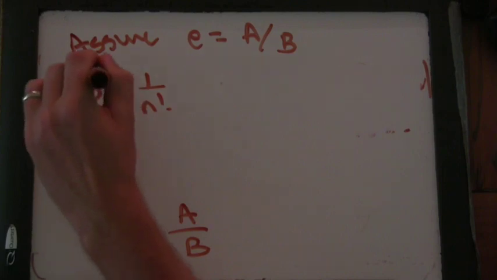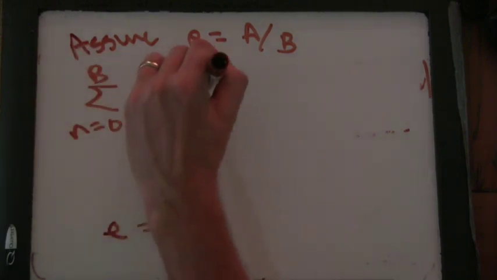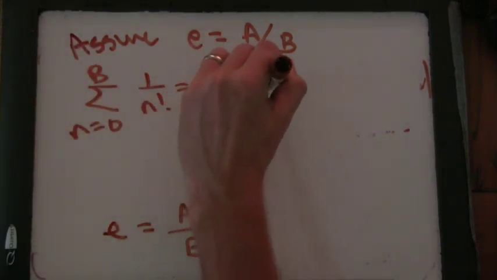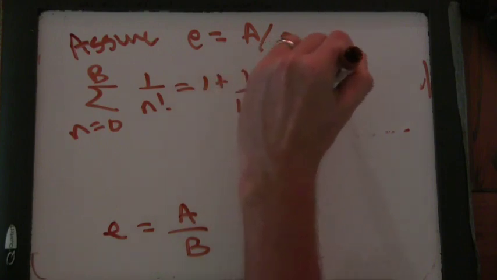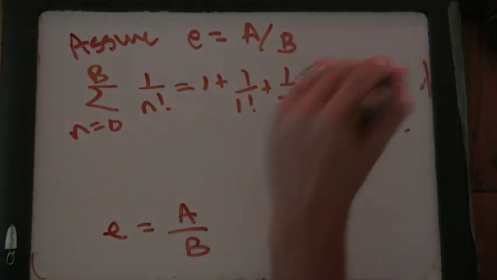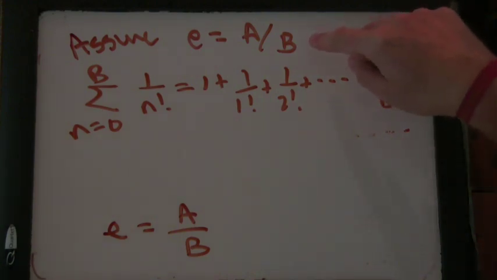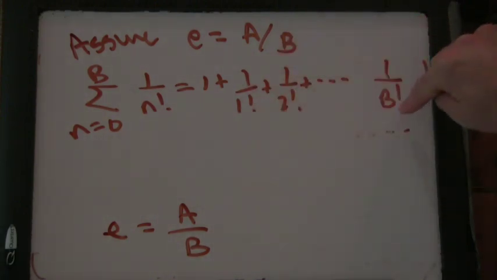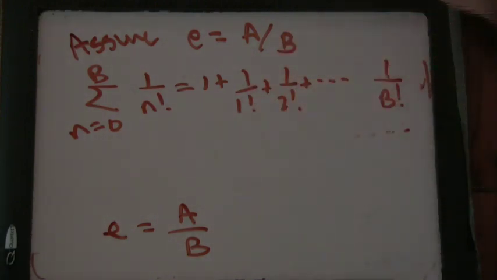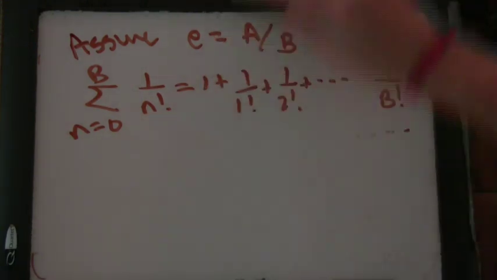n goes from 0 up to b. So this is 1 plus 1 over 1 factorial plus 1 over 2 factorial plus up to 1 over b factorial. Alright. So we're going to look at whatever b is. I mean, maybe b is 7, or maybe b is an enormously large number, but it's some number. And we just stop there in the sum.